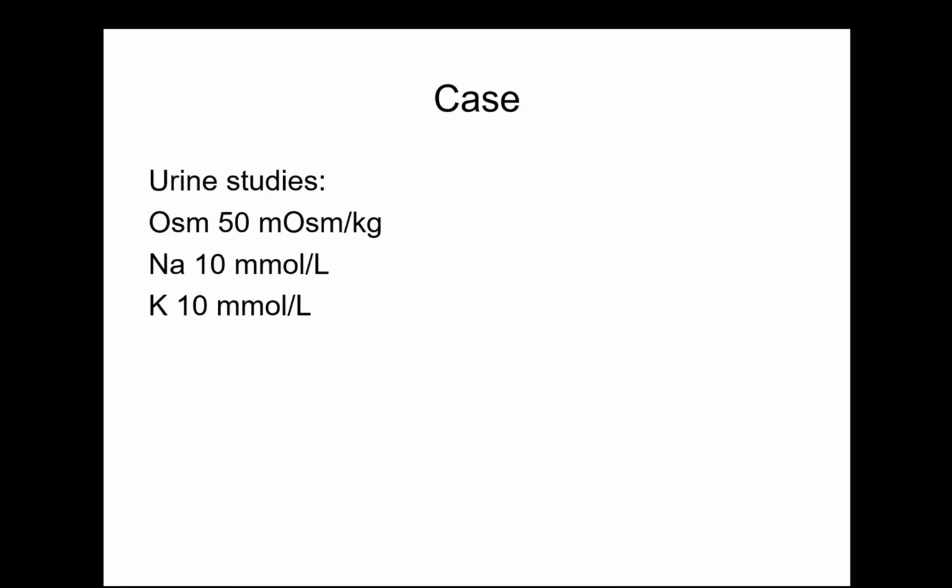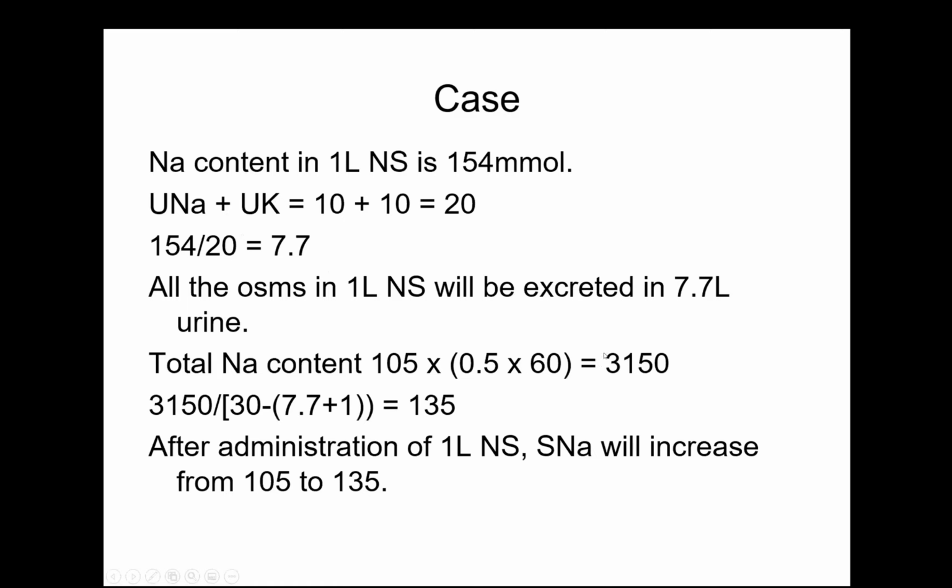So if you divide back, 3,150 divided by 30 minus 6.7, you will get a sodium of 135. So in this situation, you gave a liter of normal saline and you corrected this woman from 105 to 135. And you gave the nephrology attending a heart attack because it went up by 20 milliequivalents, way, way too fast, right? So it's very important.